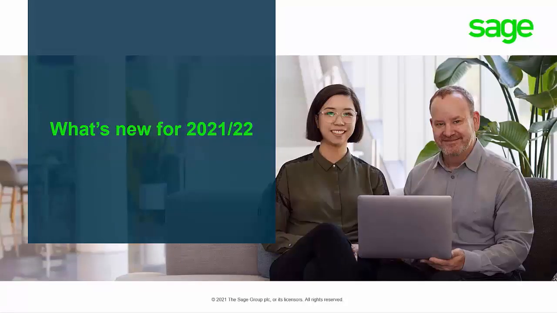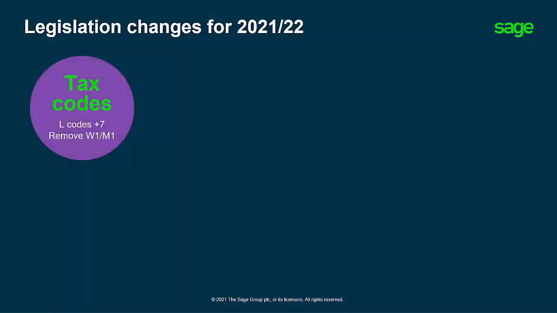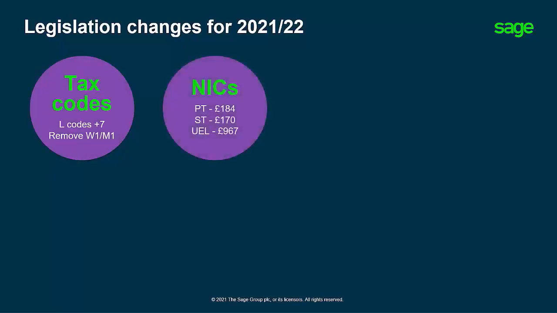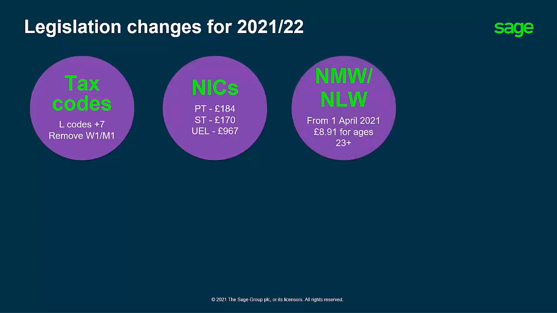Thanks, Duncan. I'm going to take you through now what's new for 2021-22, starting with some legislation updates. As Duncan mentioned, you can use your software to increase all L codes by 7 and to remove week 1, month 1 flags. For national insurance, the lower earnings limit remains the same. However, the primary threshold has increased to £184, the secondary threshold has increased to £170, and the upper earnings limit has increased to £967.